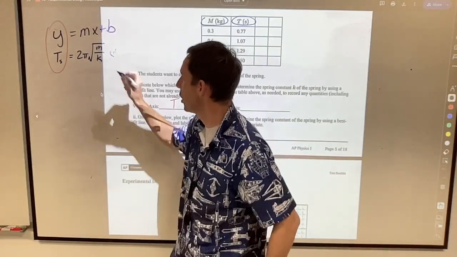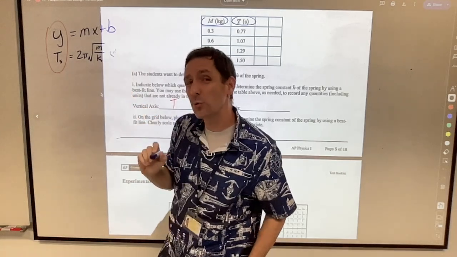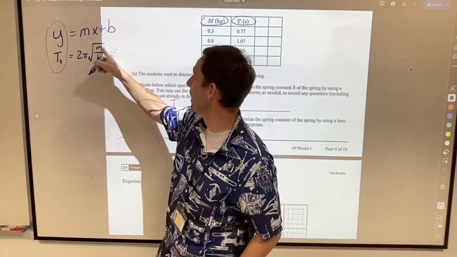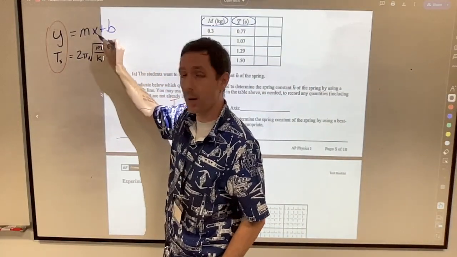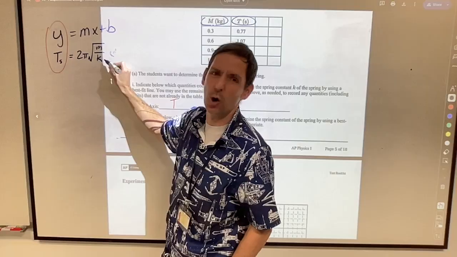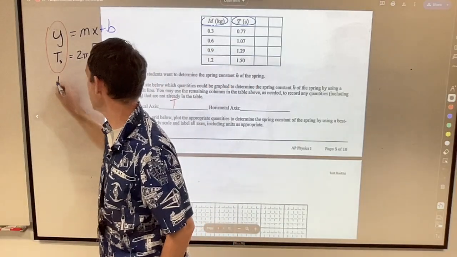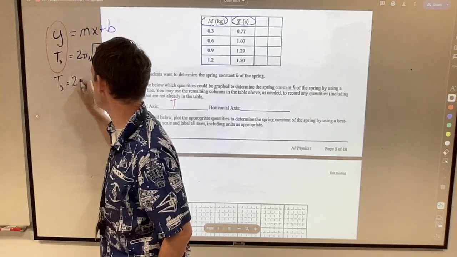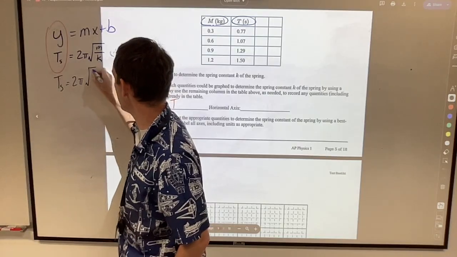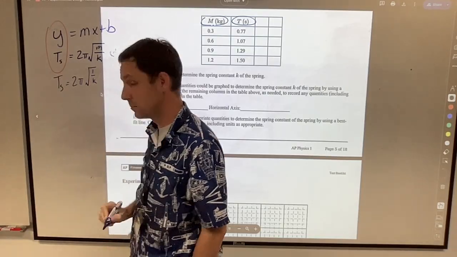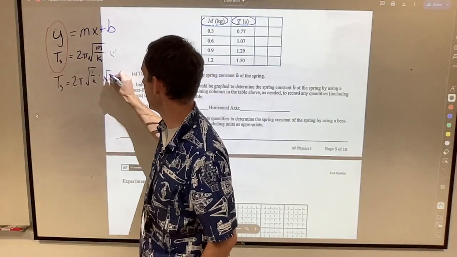All right? So what I'm going to do is I'm going to take this square root of m over k, and I'm going to rewrite it, because the m is the variable there. So I want the m to be in the spot of the x, and I actually don't want the k to be there. So the way I'm going to rewrite this is I'm going to rewrite it as T_s equals 2 pi. Now I'm going to rewrite the square root as square root of 1 over k times the square root of m.